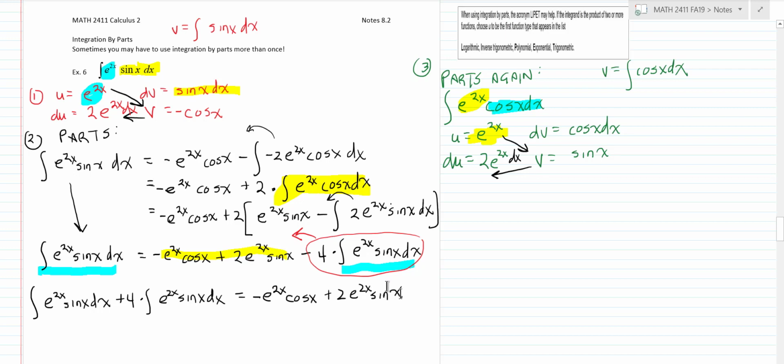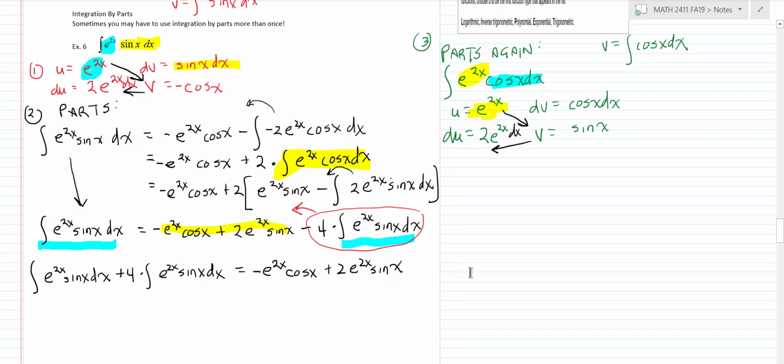All right, are you with me? Okay, that's the whole key. So what happens is when you do integration by parts more than once, you're trying to see if that original integral will pop back up in the problem so you have an integral equation you can solve for. So now notice, these are like terms. They really are. So you would have 4 and 1 would be 5.